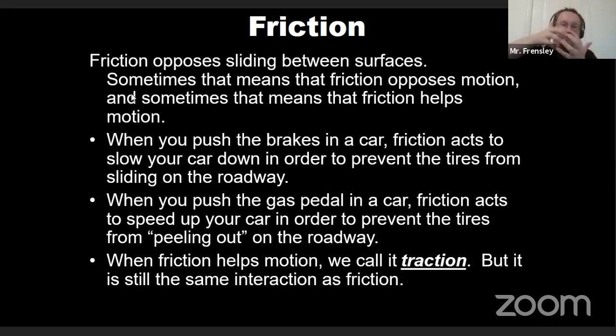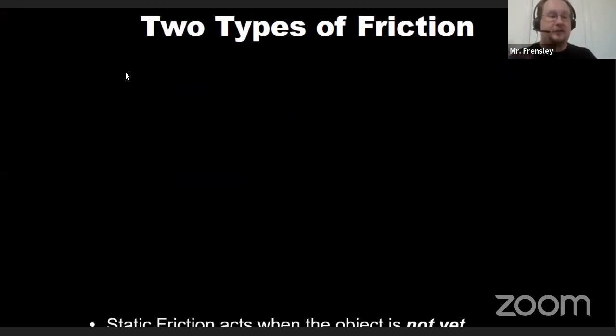It's the same bonding between the molecules kind of thing. So you call it traction when it helps you go. You call it friction when it holds you back, but it's really friction either way. So it's important to know friction sometimes helps you go and sometimes holds you back, right? So we've got two types of friction.